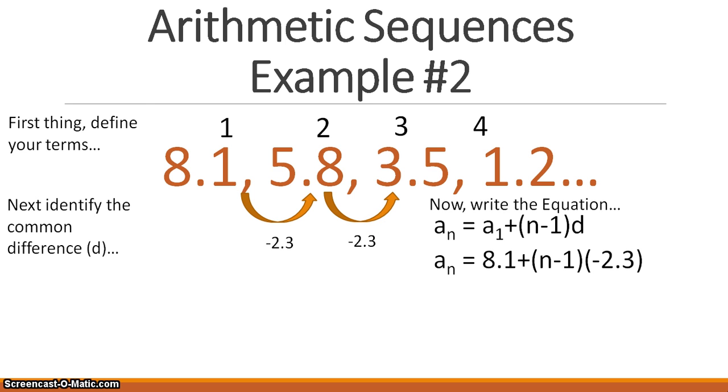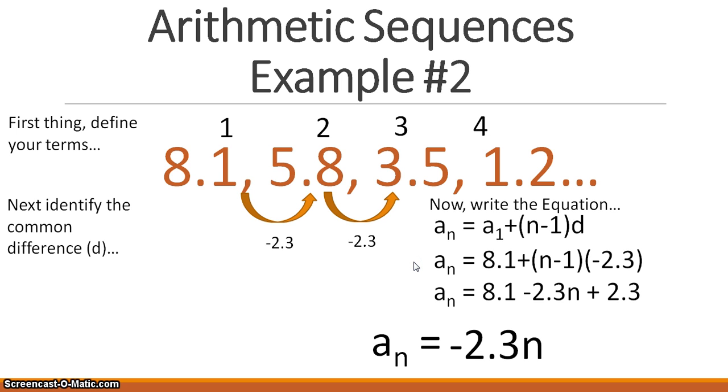A sub n is going to be equal to 8.1, which is my first term in the sequence, plus n minus 1 times my common difference. Distribute the negative 2.3, combine my like terms, and I get a sub n is equal to negative 2.3n plus 10.4.